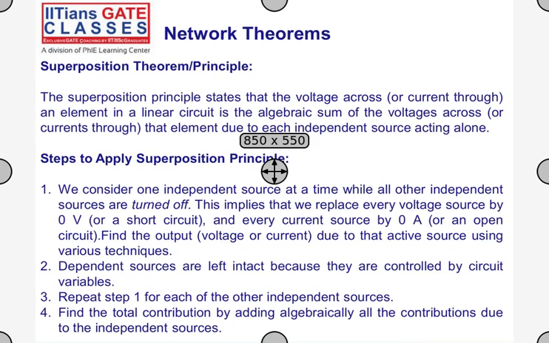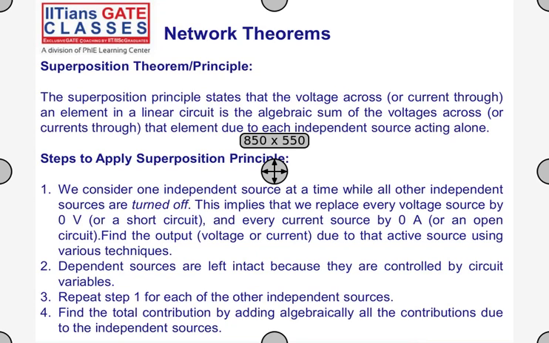Okay, you understood this? So this is the superposition principle. It states that the voltage across or current through an element in a linear circuit is the algebraic sum of the voltages across or currents through that element due to each independent source acting alone. So each independent source should be acting alone. For that, you have to kill all the other independent sources, not the dependent sources, only the independent sources. You can turn them off, switch them off, or kill them.